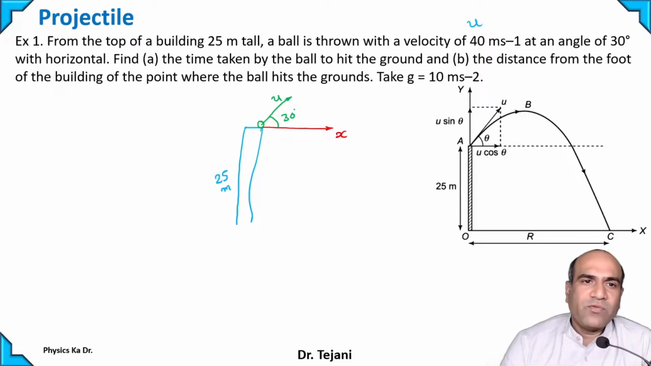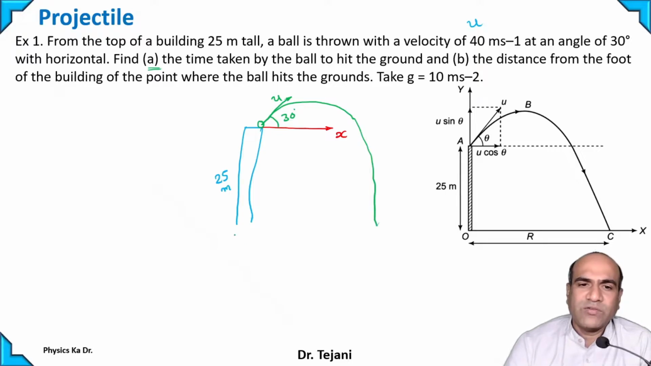So we need to first find the time taken by the ball to hit the ground. The ball will travel like that, and below the 25 meters, somewhere here, the ball strikes the ground. So whatever time is required for this entire journey is to be calculated. This is the first one: we first require the time.